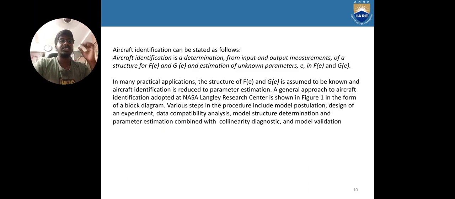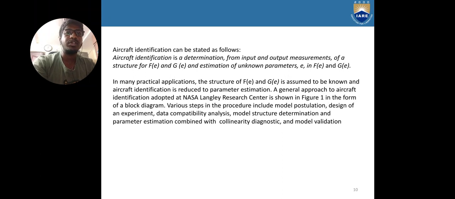Aircraft identification can be stated as follows. Aircraft identification is a determination, from inputs and outputs, of a structure of f(theta) and g(theta) and unknown parameters theta in f(theta) and g(theta). In many practical applications, the structure of f(theta) and g(theta) is assumed to be known, and aircraft identification is reduced to parameter estimation.